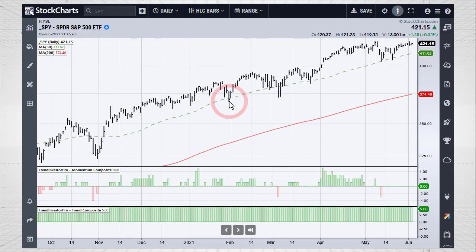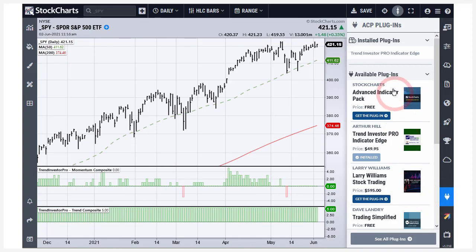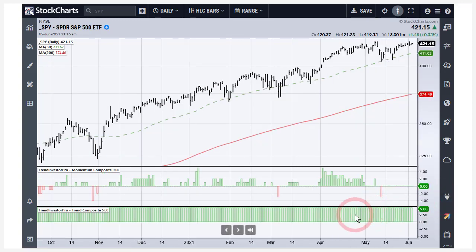a threat here. And as far as defining the overall trend, I've got this trend composite indicator down in the lower window there. And that is part of the Trend Investor Pro Indicator Edge plugin. And there you can see that icon for plugins where you can see all the plugins that are available. And this is basically an indicator that aggregates the signals in 5 trend following indicators.